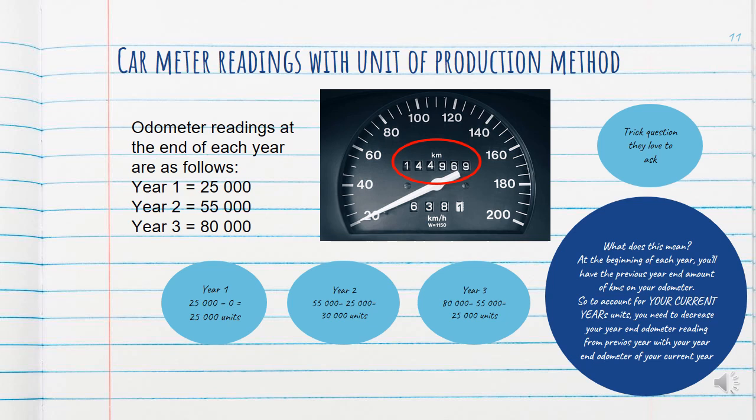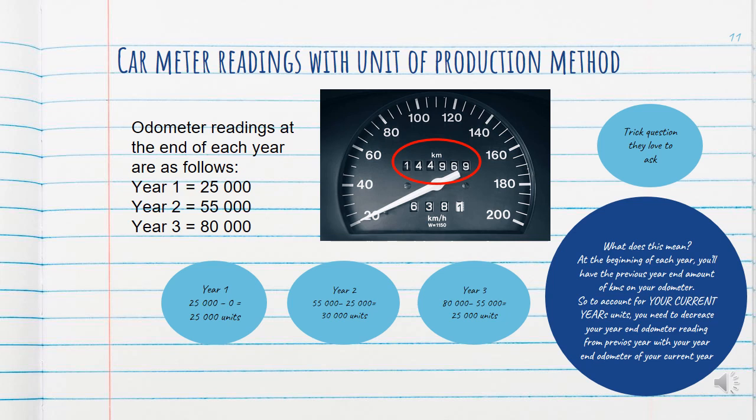Now, how do we calculate that? I've done that in the little circles at the bottom. So in year 1, we take 25,000 and we minus 0, because obviously when we bought the car, we bought it new and it had no kilometers on. So we drove 25,000 kilometers in year 1.